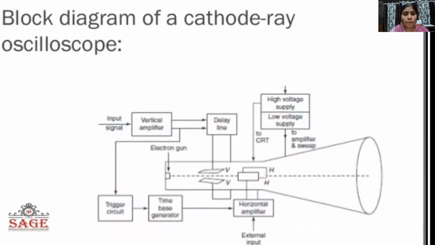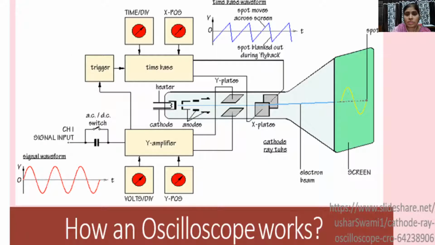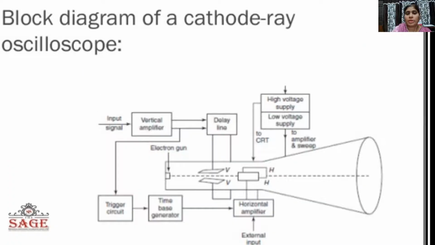Now come to the block diagram of the cathode ray oscilloscope. Although this is also a block diagram of the CRO, here you can see that all the blocks are the same. Like here the horizontal amplifier is present, like here the input signal is given. This is the Y amplifier, or we can say vertical amplifier. This is a trigger circuit.